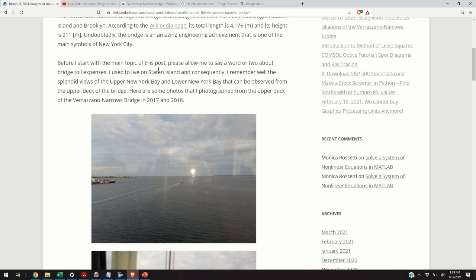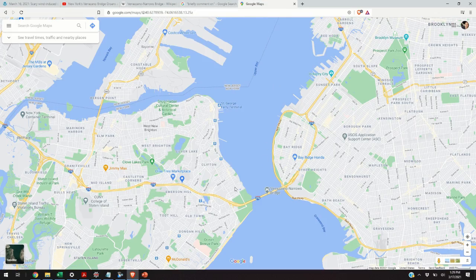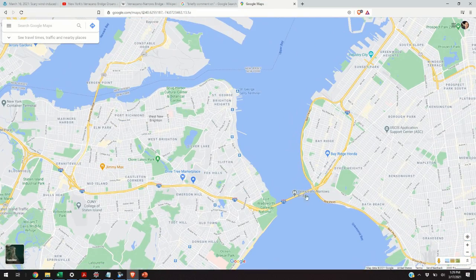Before I start, I need to explain why this bridge is so special for me. Well, I used to live on Staten Island, and consequently, I used to drive almost once a week across this bridge, because in order to go to Brooklyn, you need to cross this bridge. And here you can see the map. So this is Staten Island, and this is the Verrazzano Narrows Bridge, and this part is Brooklyn.